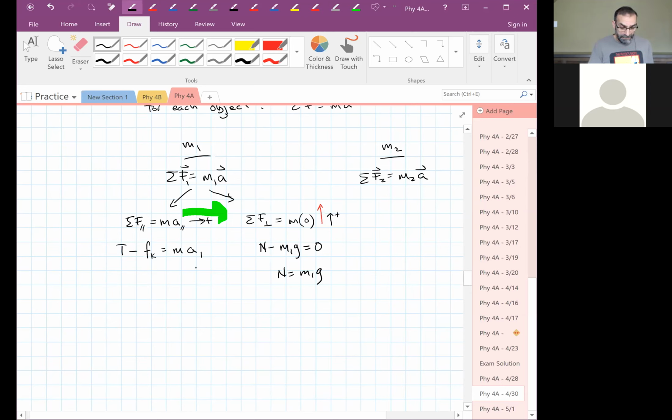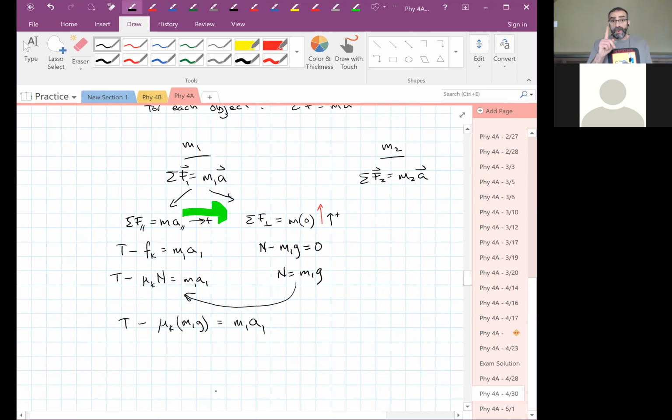All right, now I know friction is kinetic friction. I can plug a formula in for kinetic friction. As long as I know that block is moving, I know it's kinetic friction, and I can substitute in mu kinetic times the normal force. And I know what the normal force is, so I can substitute that in, and I get tension minus mu kinetic times m1g equals m1 a1. These are m1s over here. Okay?